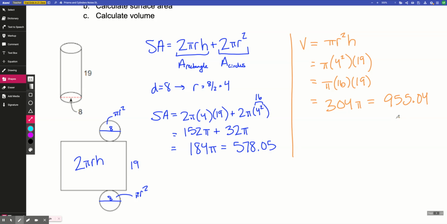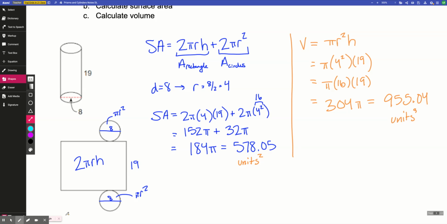955.04. Okay, and technically, I would put units cubed, right? Technically here, I should put units squared, but honestly, if I don't give you units in the problem, I'm not going to get mad at you if you don't give me units in the answer. Okay, so that is your cylinder surface area and volume.